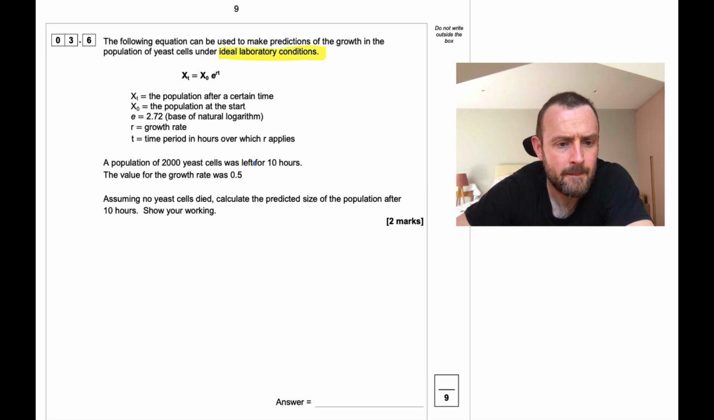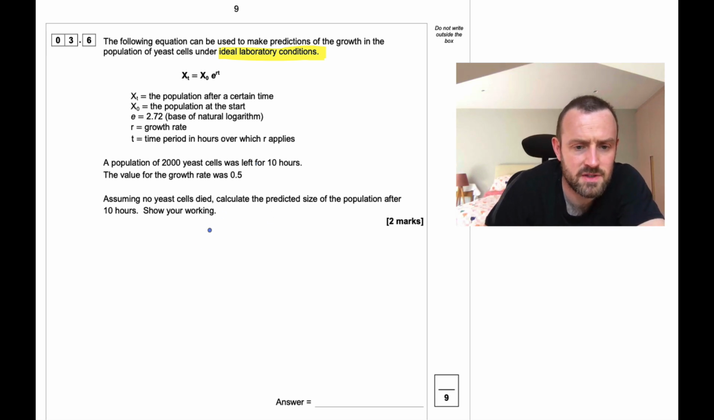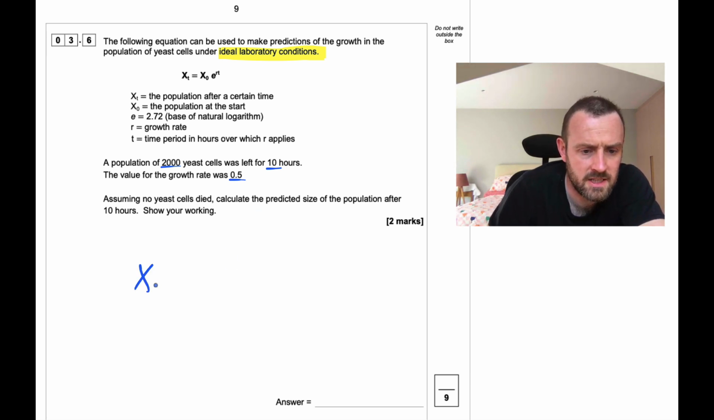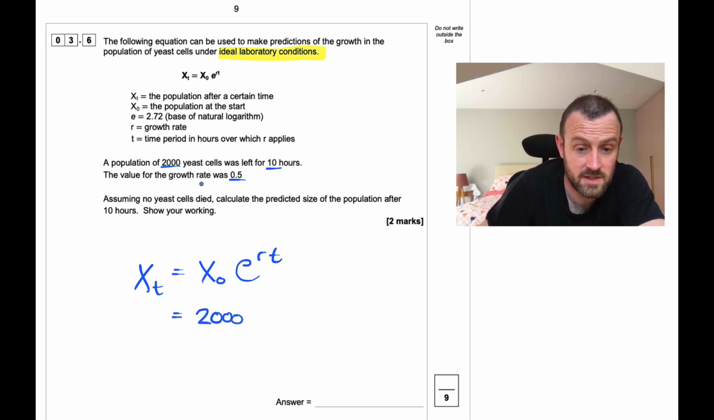Okay. A population of 2,000 yeast cells was left for 10 hours. The value for the growth rate was 0.5. So this should be xt is equal to x naught. I'm just writing this out again, just so I don't go wrong. So x naught is 2,000. That's the starting population, times e, which is 2.72, to the power of r times t.